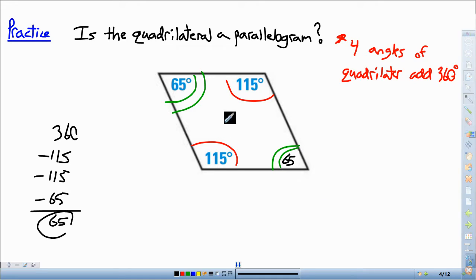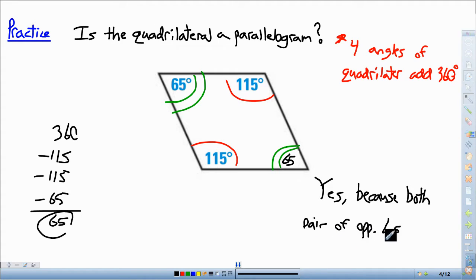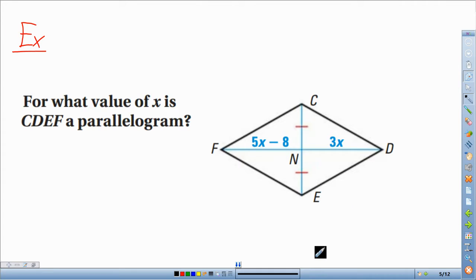So are both pairs of opposite angles congruent? Yes. Is this thing a parallelogram? Yes. So yes, and then we'll say because both pairs of opposite angles congruent. Okay, cool. So yeah, that is those problems. That's just making sure you know the rules. Let's keep moving along.